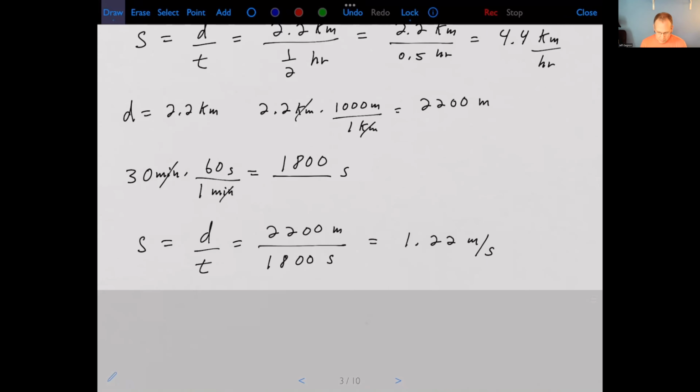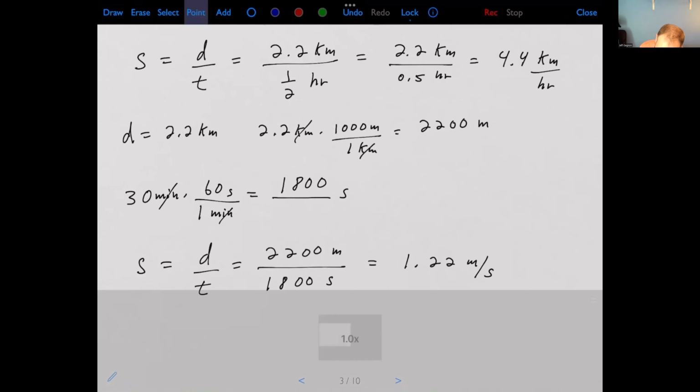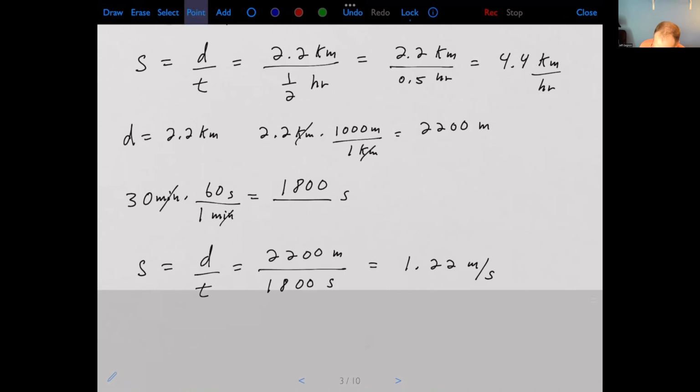Okay, so same thing, same exact problem, except just different units, right? Meters per second. Another way you could have done this is you could have just converted directly from this answer, from your 4.4 kilometers per hour, you could just convert it to meters per second. And you would have gotten the same thing. We just kind of did it again by converting the distance and the time.